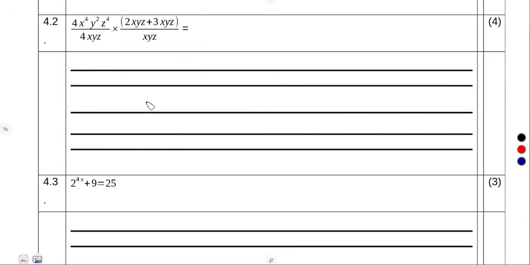All right, let's consider another part, 4.2. Again, leaving our answers as positive exponents. We can see that here we've got that idea again, same base.